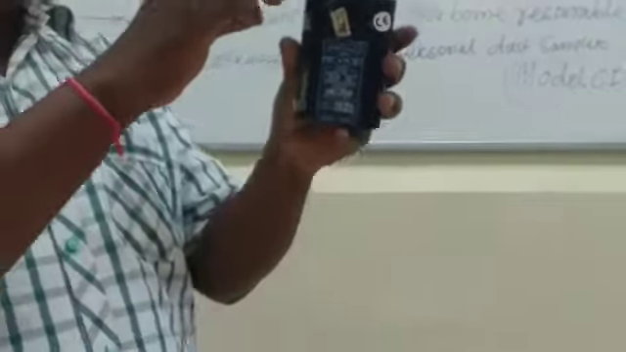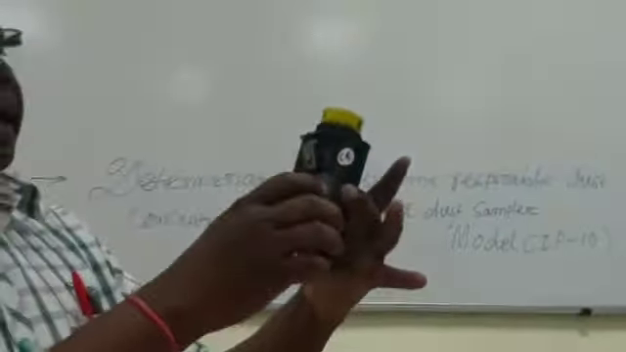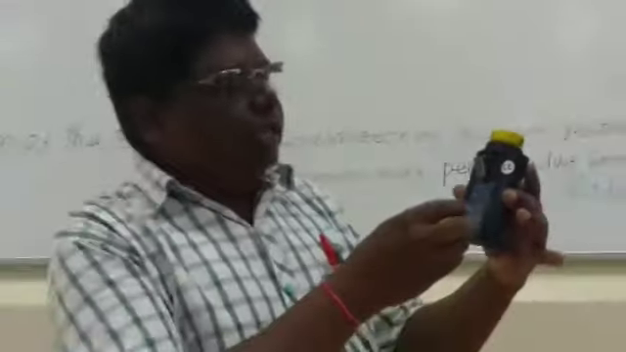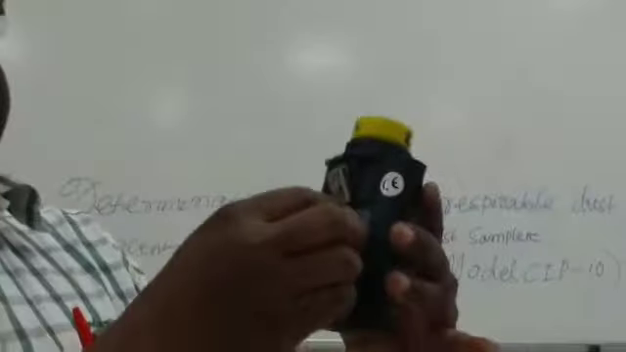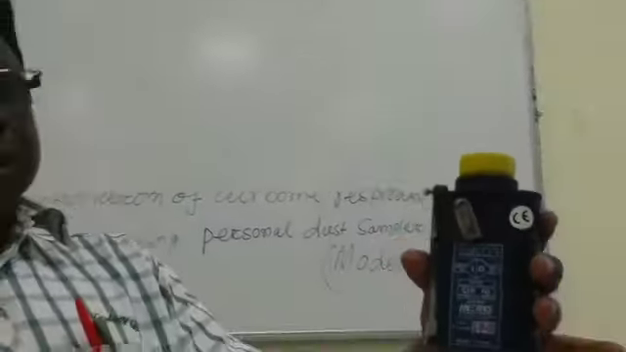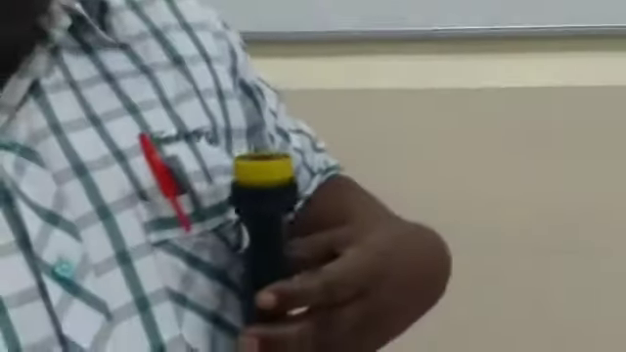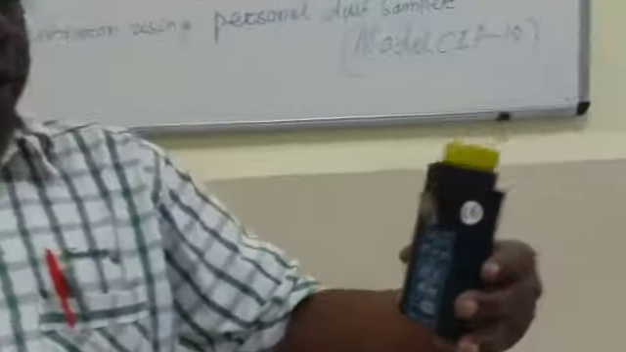You have to take the initial weight of this rotating cap, and then you fit it to the instrument. Then you have to run it. This is the exposure for the human, where you are working. You start the instrument with this switch. Now it is running. It is sucking the air from the atmosphere. The instrument weighs 300 gram. It's a very handy instrument, and you can carry it in your coat pocket or shirt pocket and go anywhere where you are working.